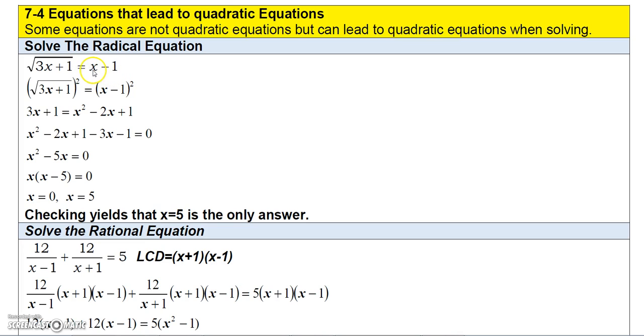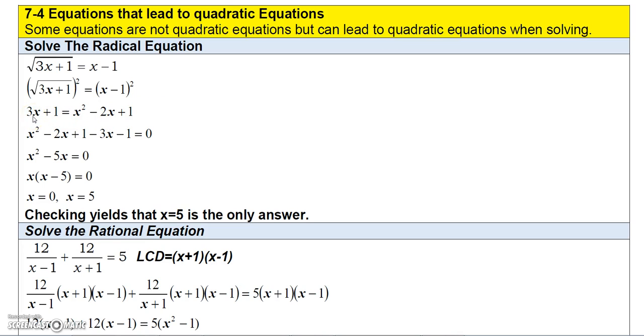And you remember earlier we showed where you could square both sides of this equation to eliminate the radical. So if we square the left-hand side, we just get 3x plus 1. If we square the right-hand side, we get x squared minus 2x plus 1. Now I'm going to turn this around. I'm going to put the x squared minus 2x plus 1 on the left, and the 3x plus 1 is going to be on the right.